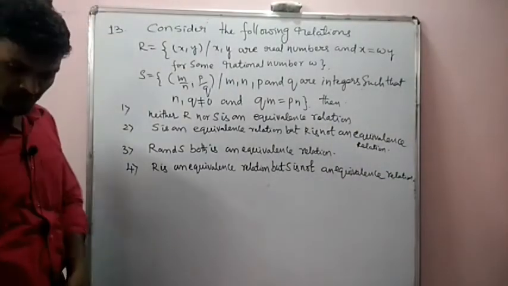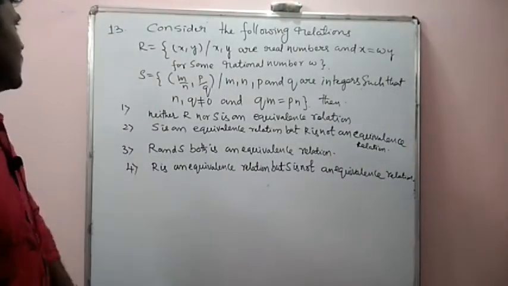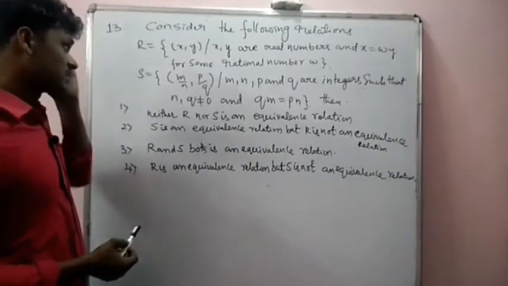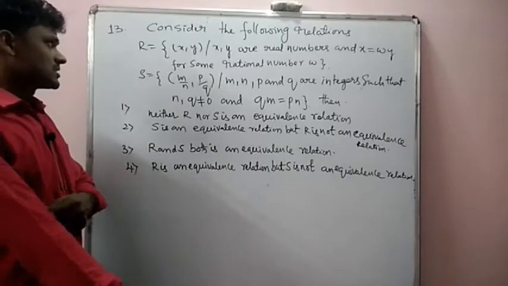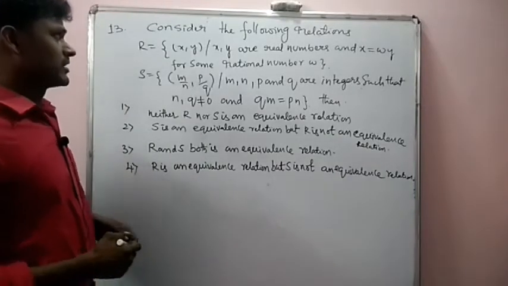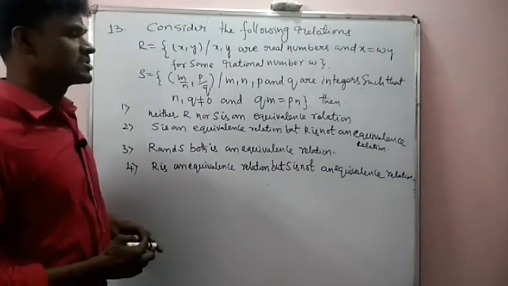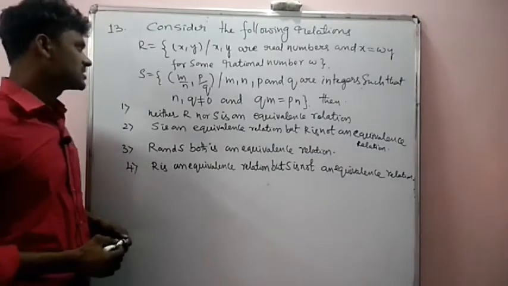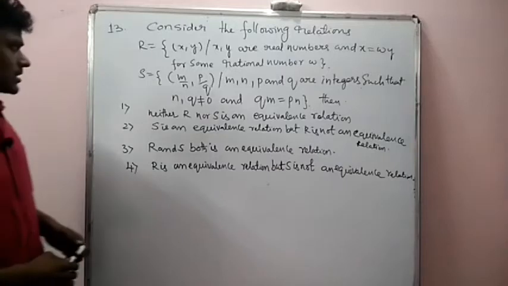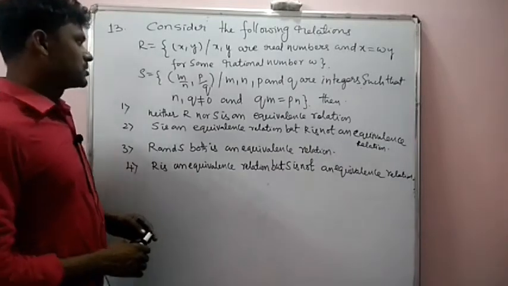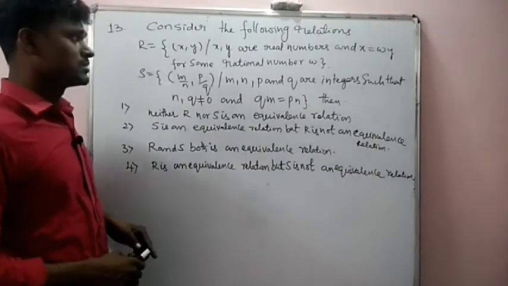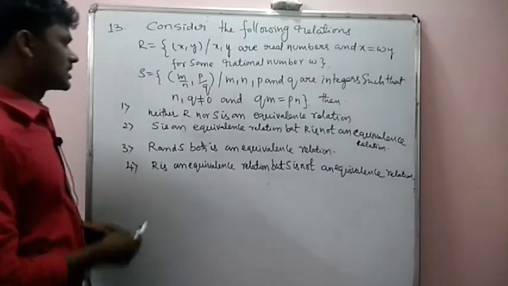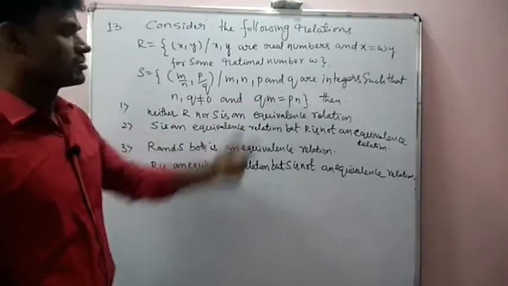Here, the remaining problems on relations we have to discuss in this class. This is the 13th problem: consider the following relations. R is the set of ordered pairs (x, y), where x and y are real numbers and x = ωy for some rational number ω. S is the set of ordered pairs (m/n, p/q) such that m, n, p and q are integers, n and q are not equal to 0, and qm = pn.